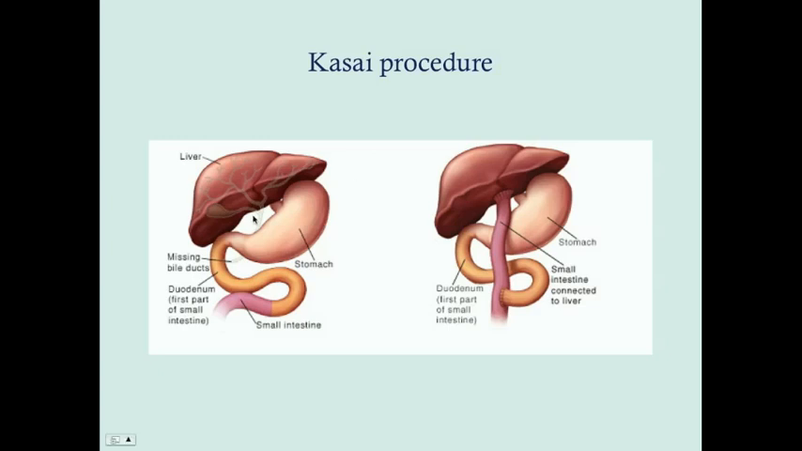So this is the Kasai procedure here. You can see here is a liver with missing bile ducts, and here's your stomach and your duodenal C-loop and the small intestine. You make the incision in the duodenum here, close to where it becomes jejunum, and you take that intestine and sew it up against the porta hepatis, and then you take the proximal end here and make a Roux-en-Y, making a lumen between the portion that's connected to the liver.